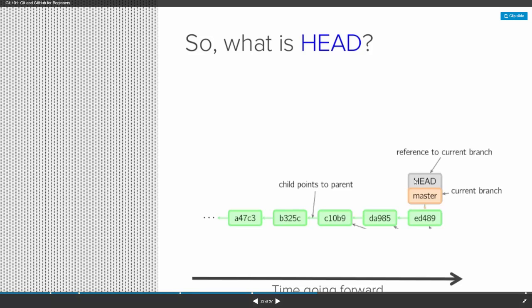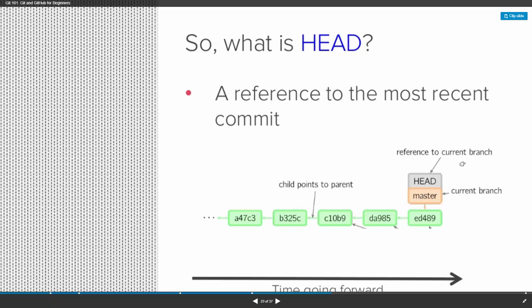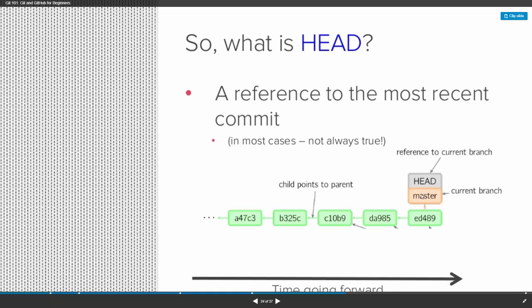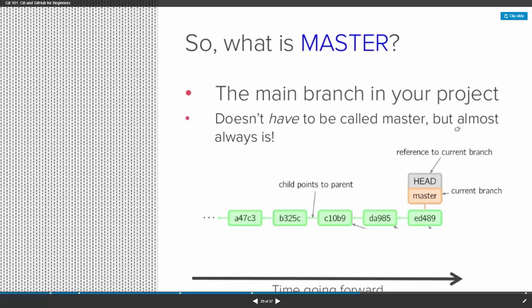All right, you'll notice there's a head right there, and that's basically what you're currently working on. Typically it's hooked on, as it says, to the master, but it doesn't have to be. All right, so what is a head? It's a reference to the most recent commit. It's where you committed to last. That's why it says in most cases it'll be a reference to the master, but it doesn't have to be.